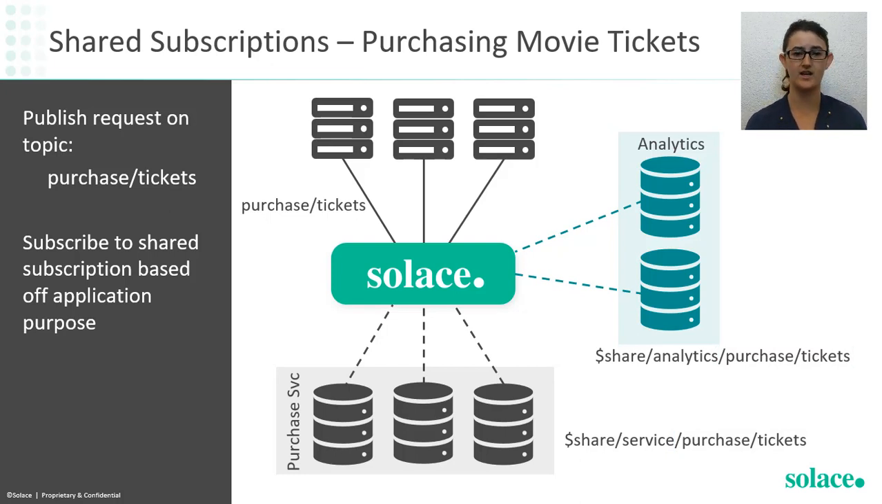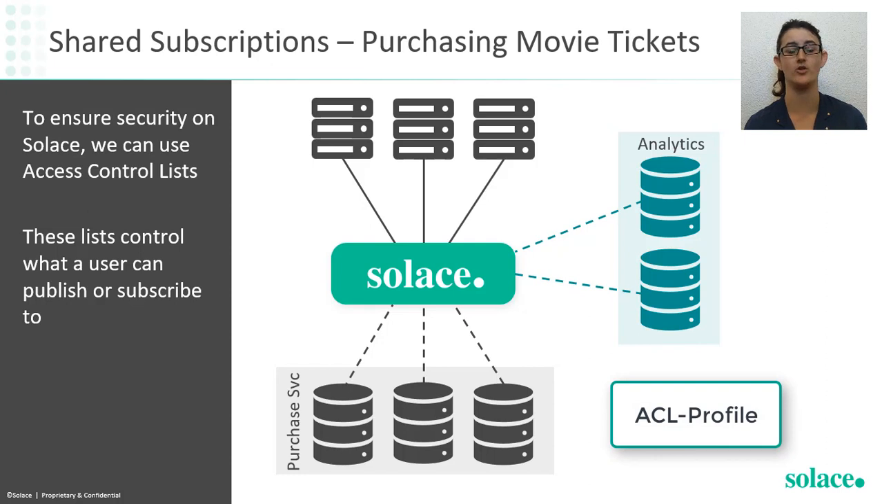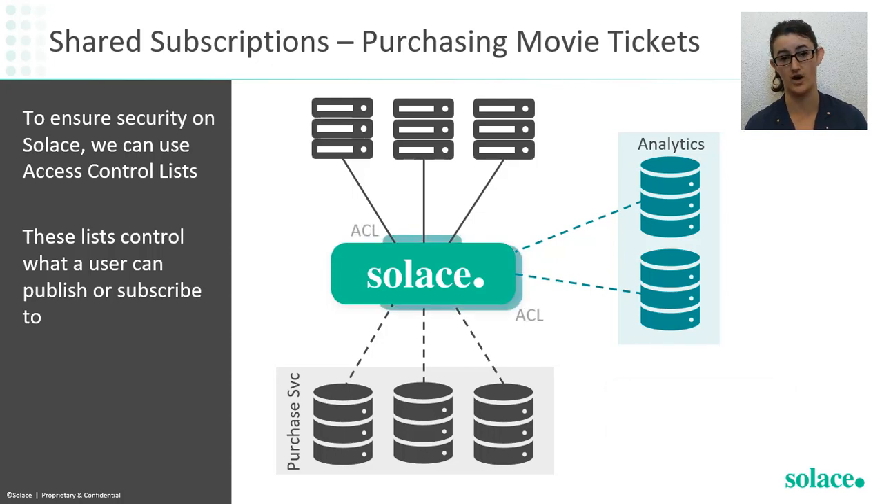One last thing with thinking about shared subscriptions and in general with doing messaging is, of course, security. You want to be able to control who can publish and subscribe to what. Solace has a feature or object called an ACL profile, access control list profile, and these lists control what a user can publish or subscribe to. So this would be applied to both the client application who's making the movie ticket purchase requests, as well as anything that's trying to subscribe to that with a normal subscription or a shared subscription.